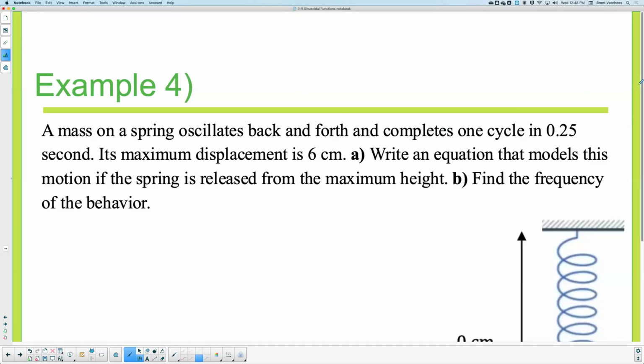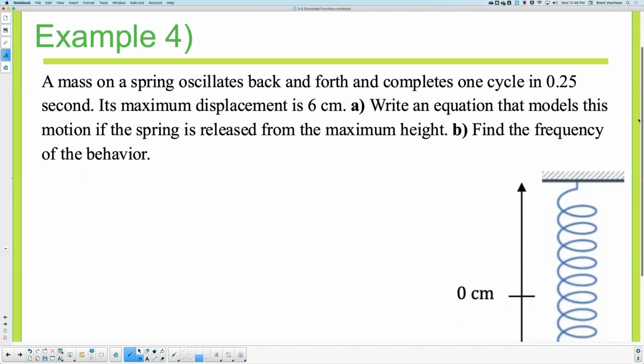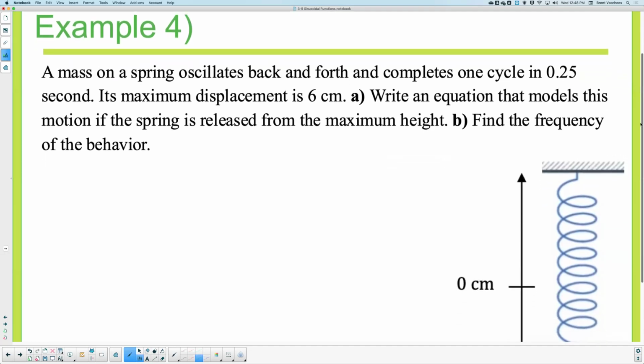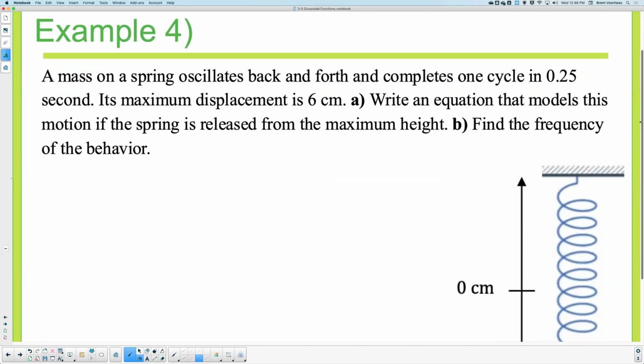Example 4 says a mass on a spring oscillates back and forth and completes one cycle in 0.25 seconds. Okay, they say this one cycle. What does it mean mathematically to be one cycle? One period. A period is equal to 0.25 seconds. Are you okay with that?